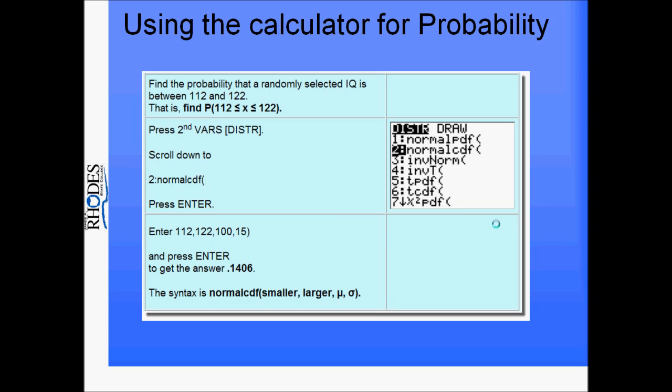So 112, comma 122. Then you type in your mean, and then your standard deviation. So it's 100, and then your standard deviation was 15. And let me do the, well, they did the math there for you. It's 14%, 0.1406. So that's how much area falls underneath the curve between those two numbers, or in other words, probability.